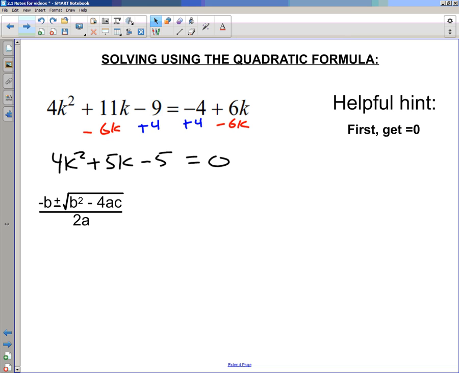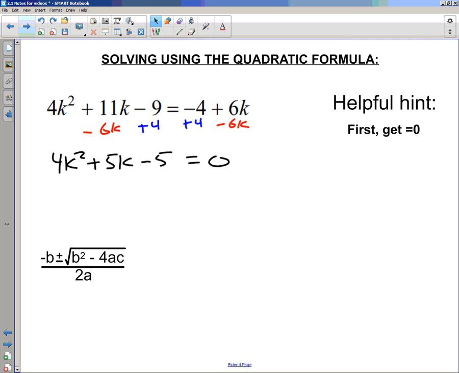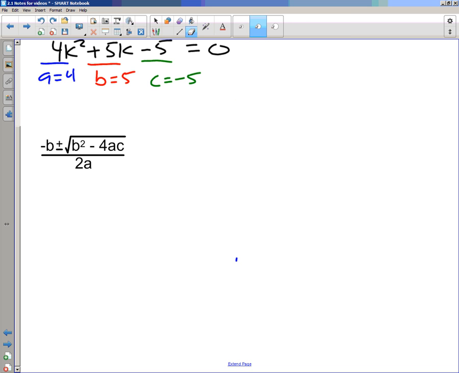And now we're in the correct form. We've got it equal to 0. Everything's in the correct order. So let's go ahead and write down our values for A, B, and C. All right, A is positive 4. B is positive 5. And C is negative 5. So we'll be using those values to fill into our quadratic formula. As before, I'm going to start by writing out the structure of the quadratic formula, leaving parentheses where my values are going to go.